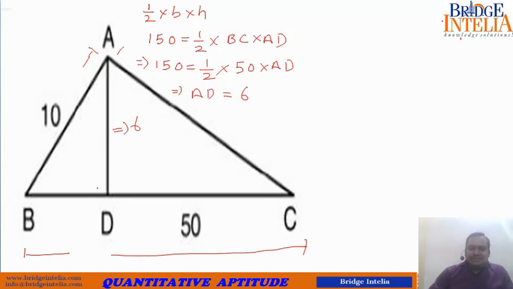Now if this is 6, in triangle ABD this angle is 90 degrees, so you can apply Pythagoras theorem. Applying Pythagoras theorem, BD can be written as under root of 10 square minus 6 square. So this comes out to be equal to what? 8 square. Or BD comes out to be 8. So if you solve, this part is 8.